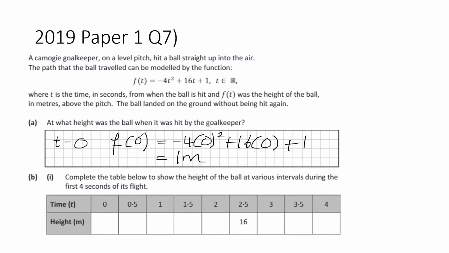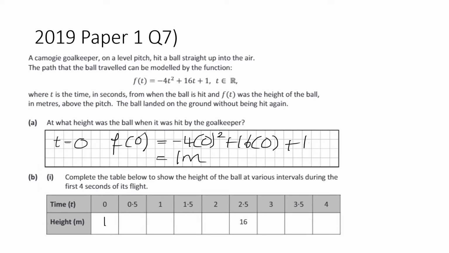So that's 5 marks. For part B, you're asked to complete the table. What you're going to do is go to your mode or menu on your calculator, go to 4, find the table, and sub it in. When you put in your function, you change the t to an x: minus 4x squared plus 16x plus 1. You'll start at 0, you'll end at 4, and your steps will be 0.5 because of the decimals here.